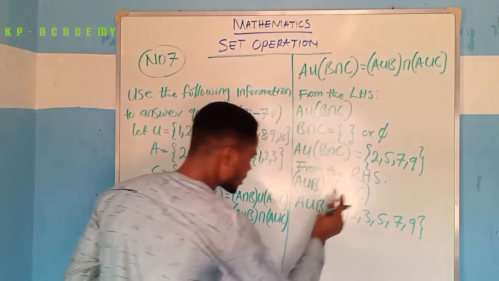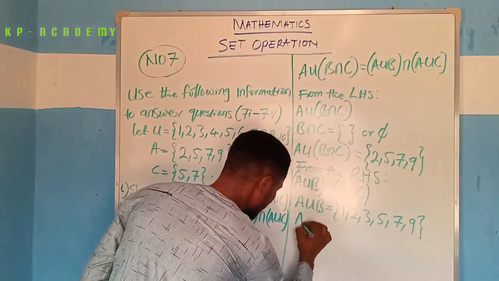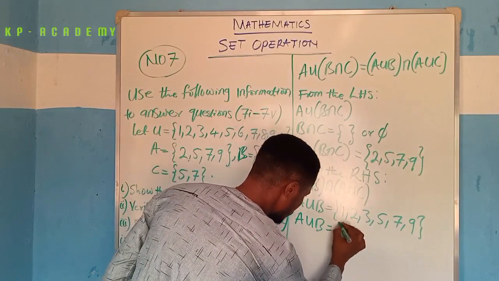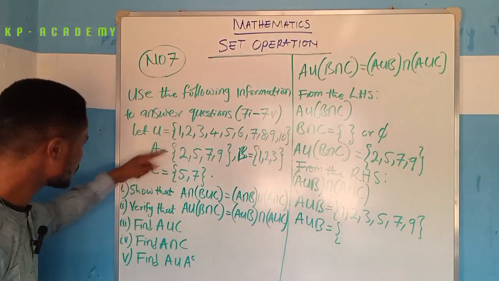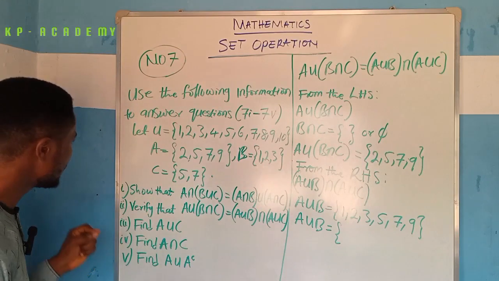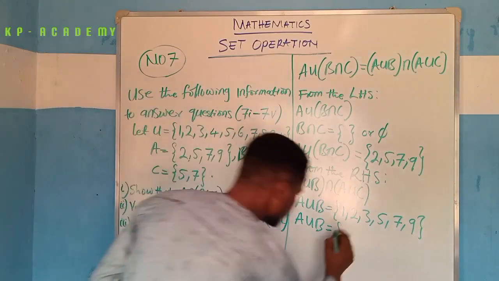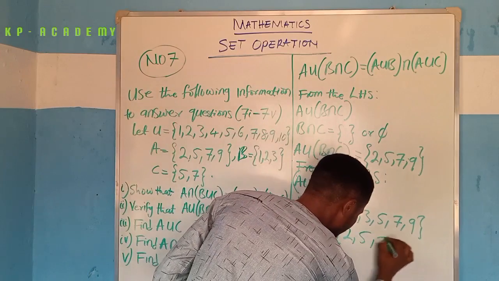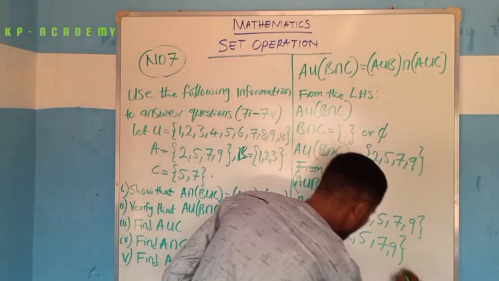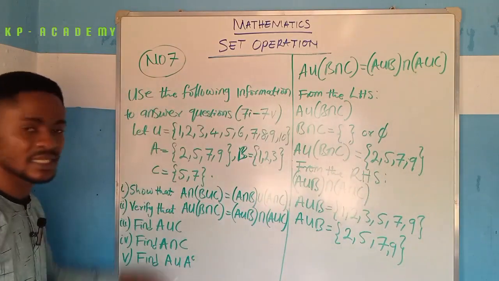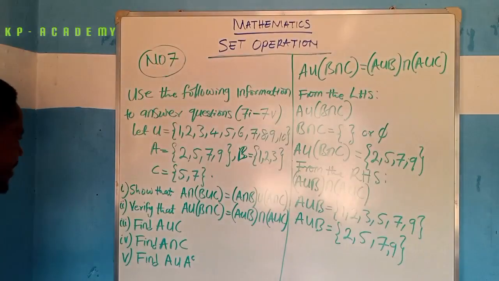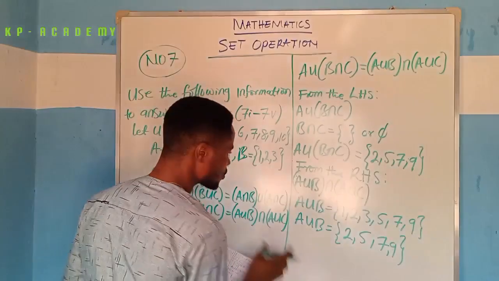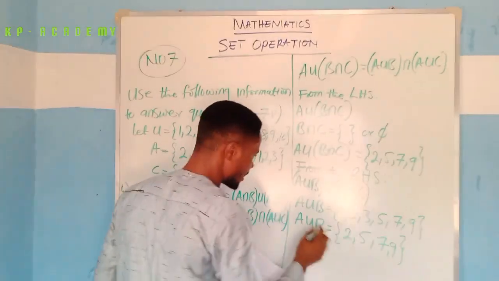That is it. Now again, let us look for A union C. A union C is what? This is set A, this is set C. So the union of these two sets is going to be 2, 5, 7, 9. Very important. Now, finally, let us take the intersection of these two sets.